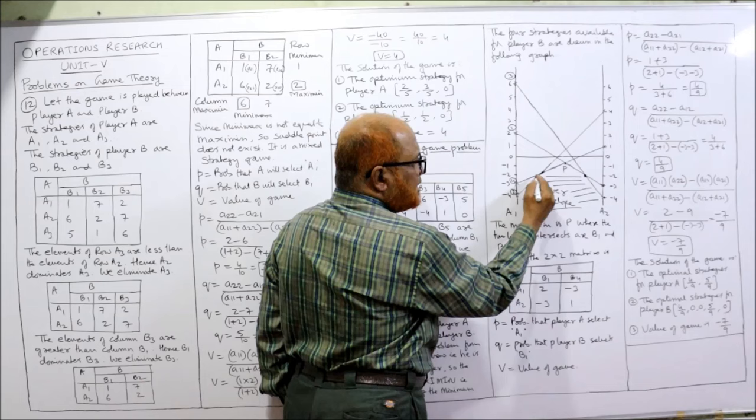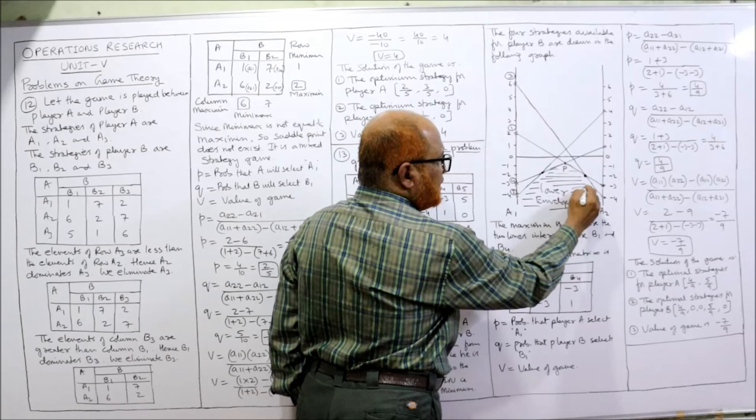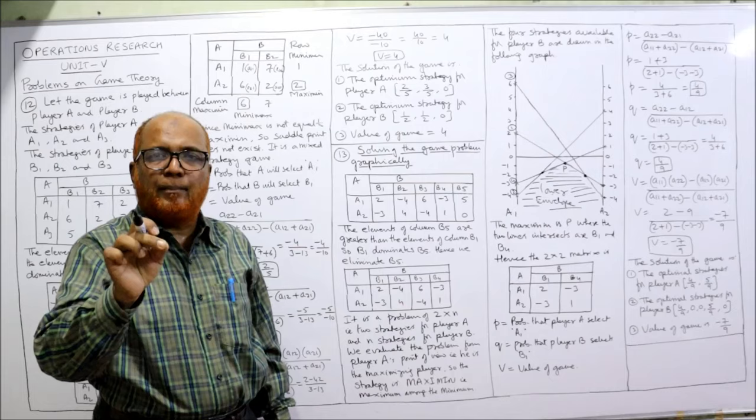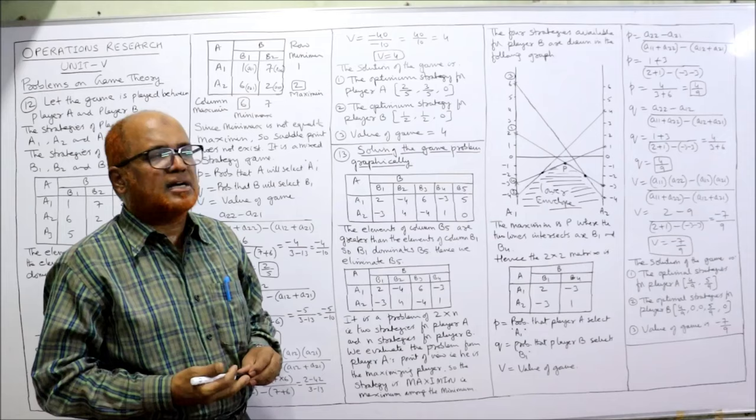Within this boundary, our solution lies. So we are not going upward. The maximum point is P. This P is called maximin, maximum among the minimums, right? So which two lines are intersecting at P?